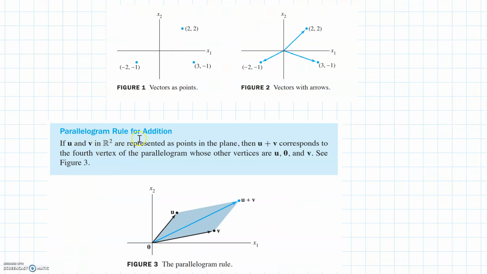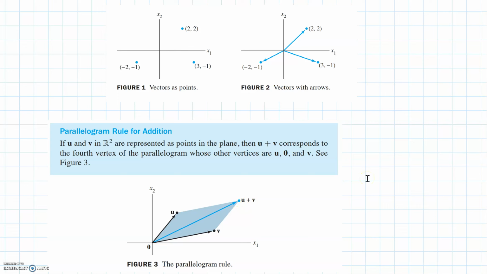Now we're going to look at how we add vectors in R2. We're going to add vectors using the parallelogram rule for addition. If U and V in R2 are represented as points in a plane, then U plus V corresponds to the fourth vertex of the parallelogram, whose other vertices are U, 0, and V. So you can see it's going to be the diagonal of the parallelogram.